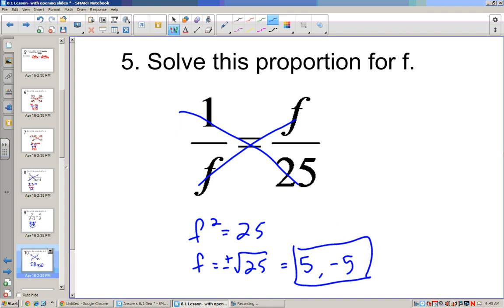And if you wanted to check, is 1/5 equal to 5/25? Yes, those are equal. Is 1 over negative 5 equal to negative 5 over 25? These are both negative 1/5. So both of these values work for f.